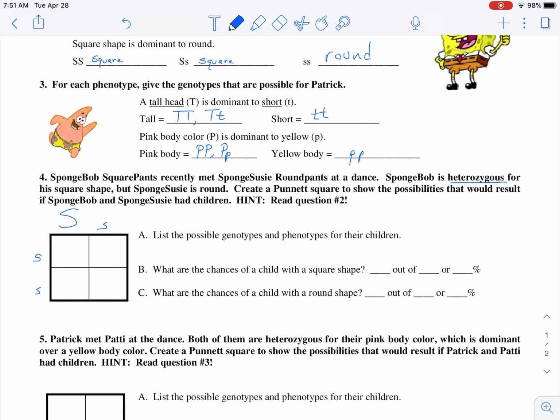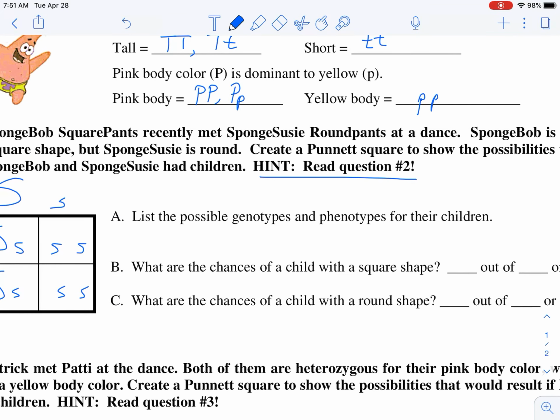Also, we could look back up into question 2 and it tells us about round and square and which is going to be dominant. So if we fill out this square, you're going to copy the capital S's down, copy your lowercase s's down, and then copy the lowercase across. That's what your completed square is going to look like. The genotypes of their children, I'm just going to write a G and a P to identify which is which answer. The possible genotypes, you have a heterozygous or homozygous recessive. That's what you would call 2 lowercase s's.